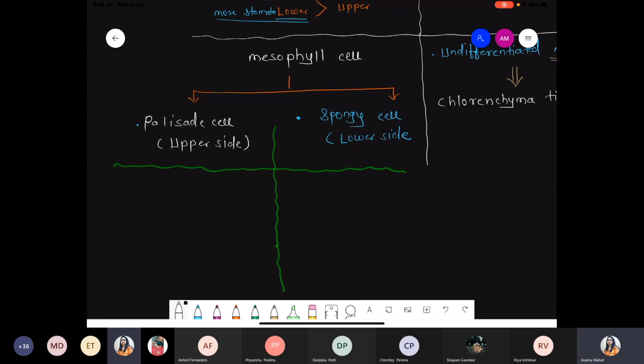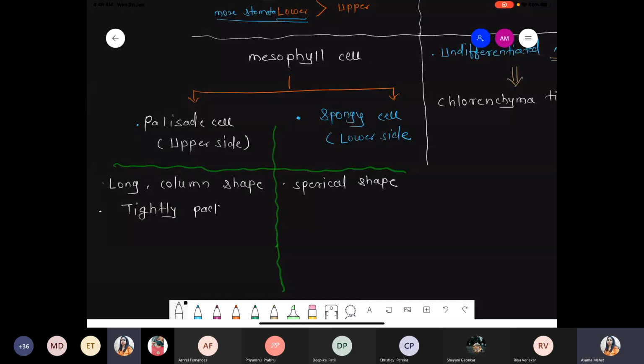So when we are talking about the palisade cells, basically these are long and column shaped. But when you compare this point with spongy cells, spongy cells basically are oval or spherical in shape. First point with respect to shape. Another point, whenever we are talking about the palisade cells, they are tightly packed. They are very closely associated.